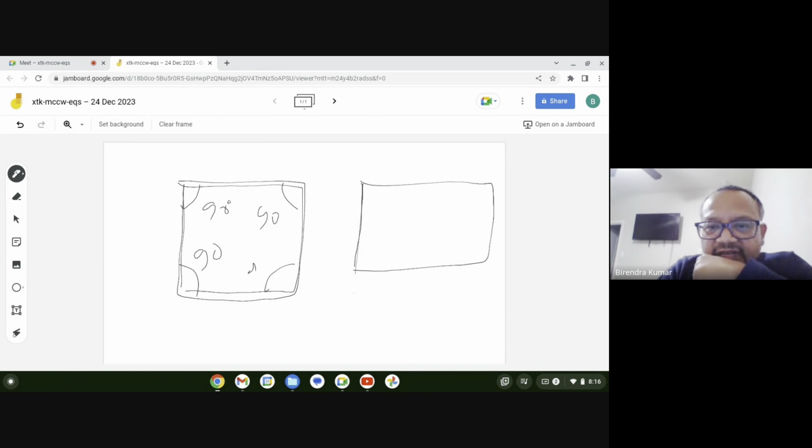Same is the case with a rectangle. Every angle is 90 degrees. But all the sides are not the same. Only the opposite sides are the same. This is equal to this. This is equal to this. That's the only difference.